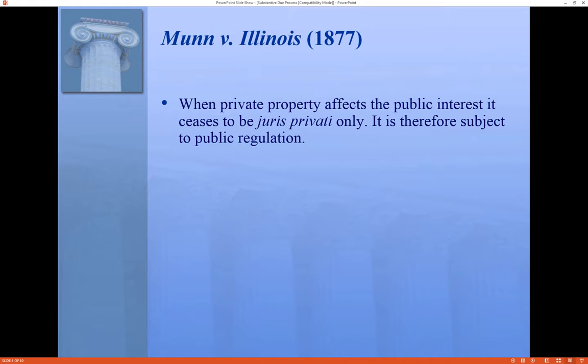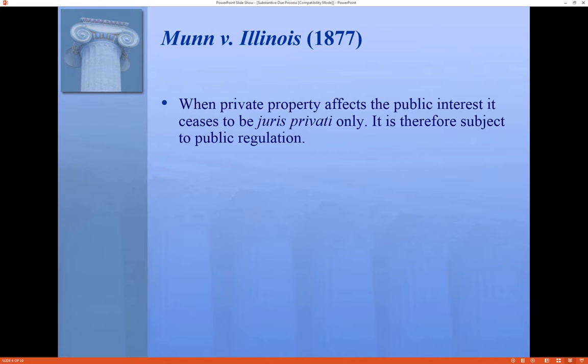The state of Illinois moved in and said, okay, from now on, you don't set your own rates. The state sets them for you. Munn, who operated one of these grain elevators, sued because he said that was an infringement of a private contract that he made with the farmers who were paying him to store their grain. And the court asked the question, when private property, like grain elevators, affects the public interest, it ceases to be juris privati only. In other words, it ceases to be private property only and can be subject to public regulation.